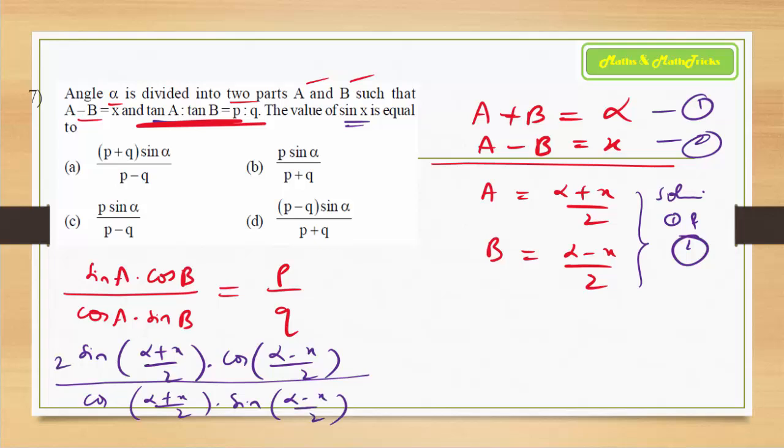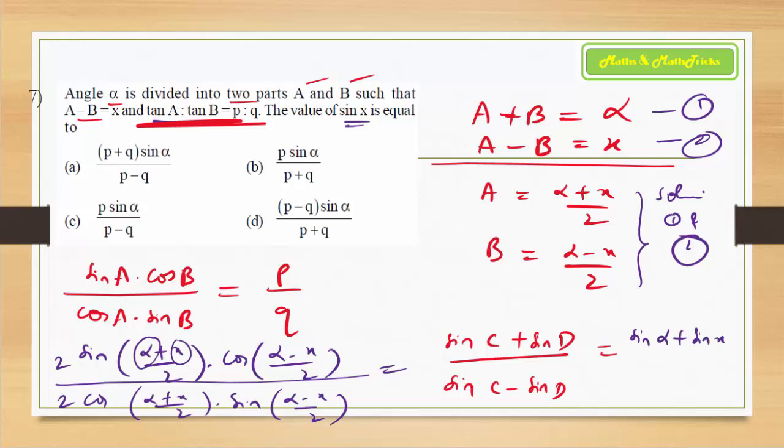If you multiply and divide by 2 here, you can see they are the transformation formulae from trigonometry. 2 sin (C plus D) by 2 cos (C minus D) by 2 is the formula of sin C plus sin D. And the denominator 2 cos (C plus D) by 2 sin (C minus D) by 2 is the formula of sin C minus sin D. But what are C and D here? C is alpha and D is x. So you have got simply sin alpha plus sin x upon sin alpha minus sin x.